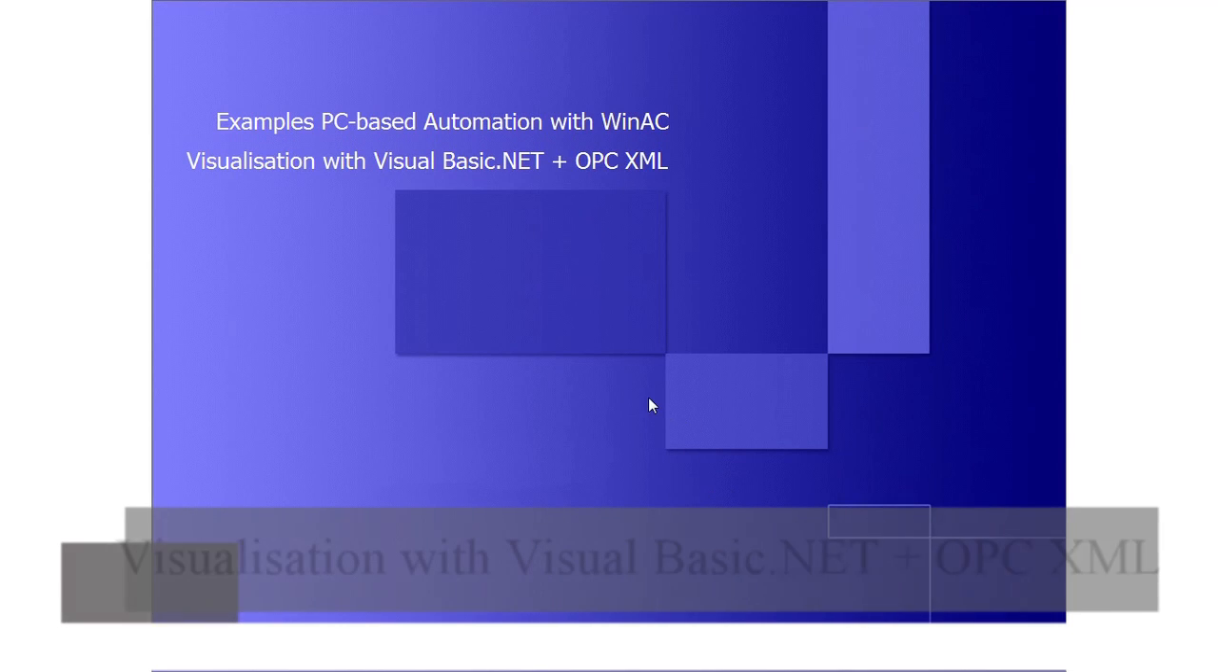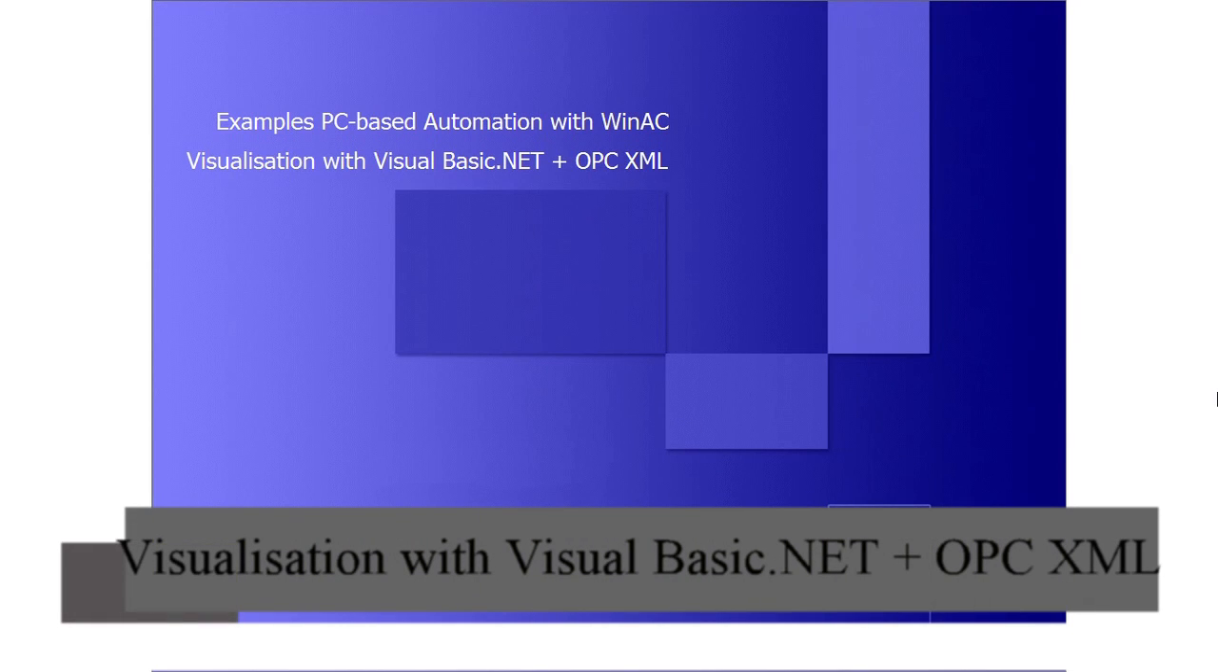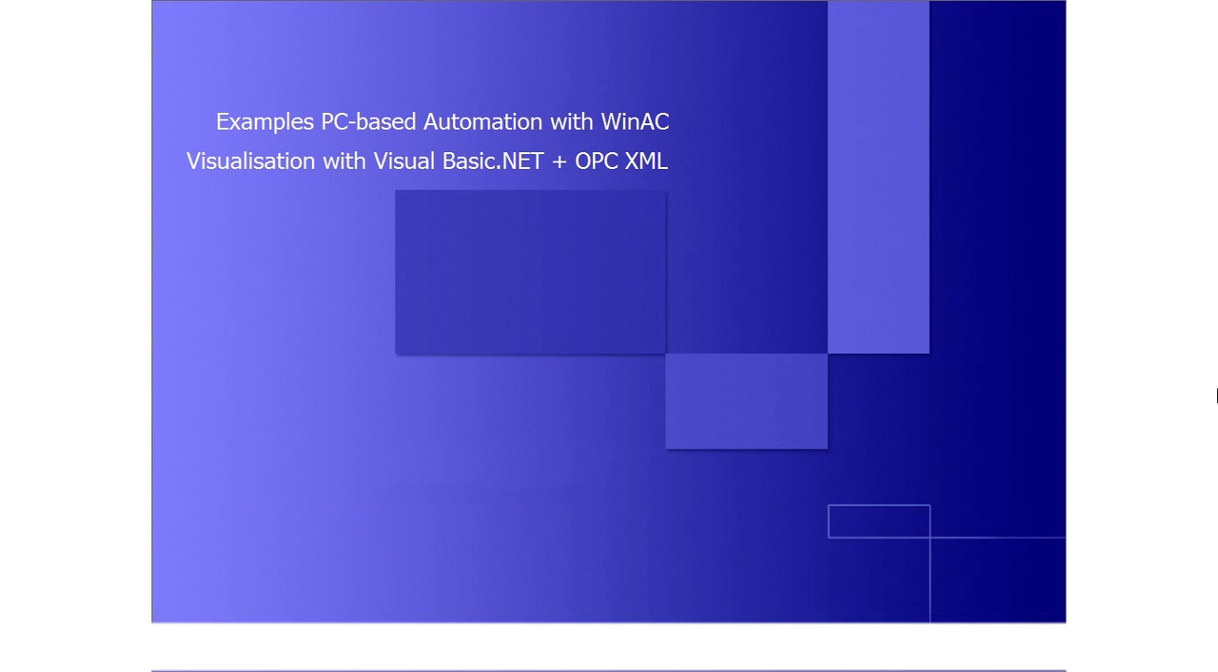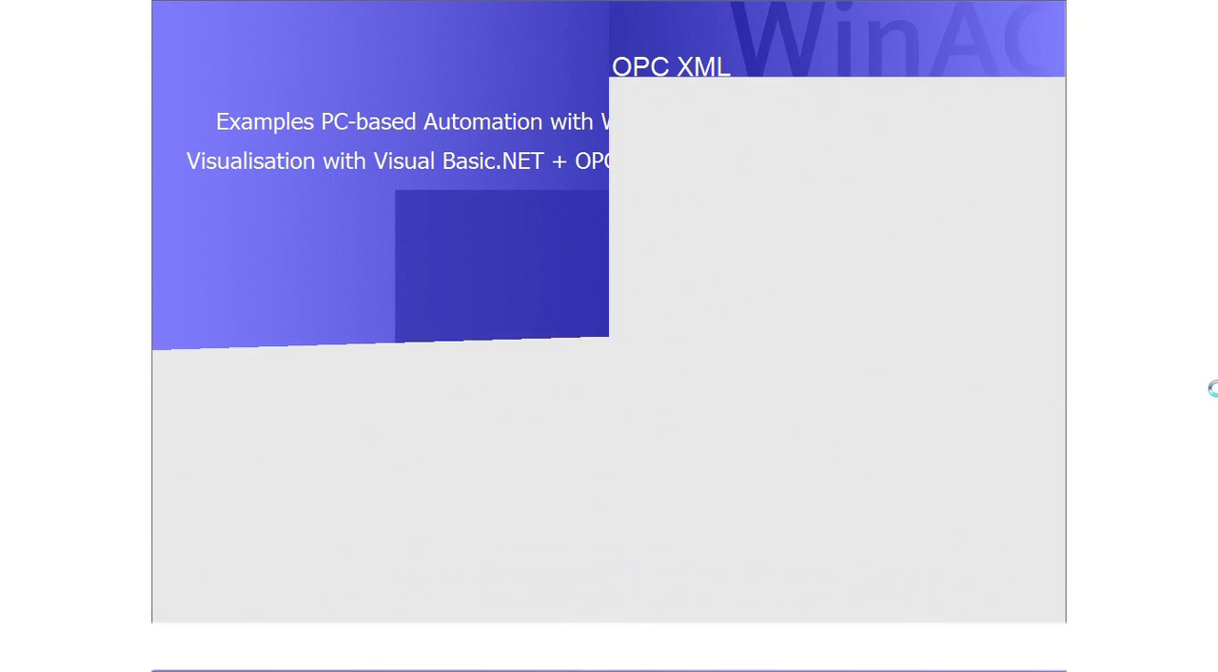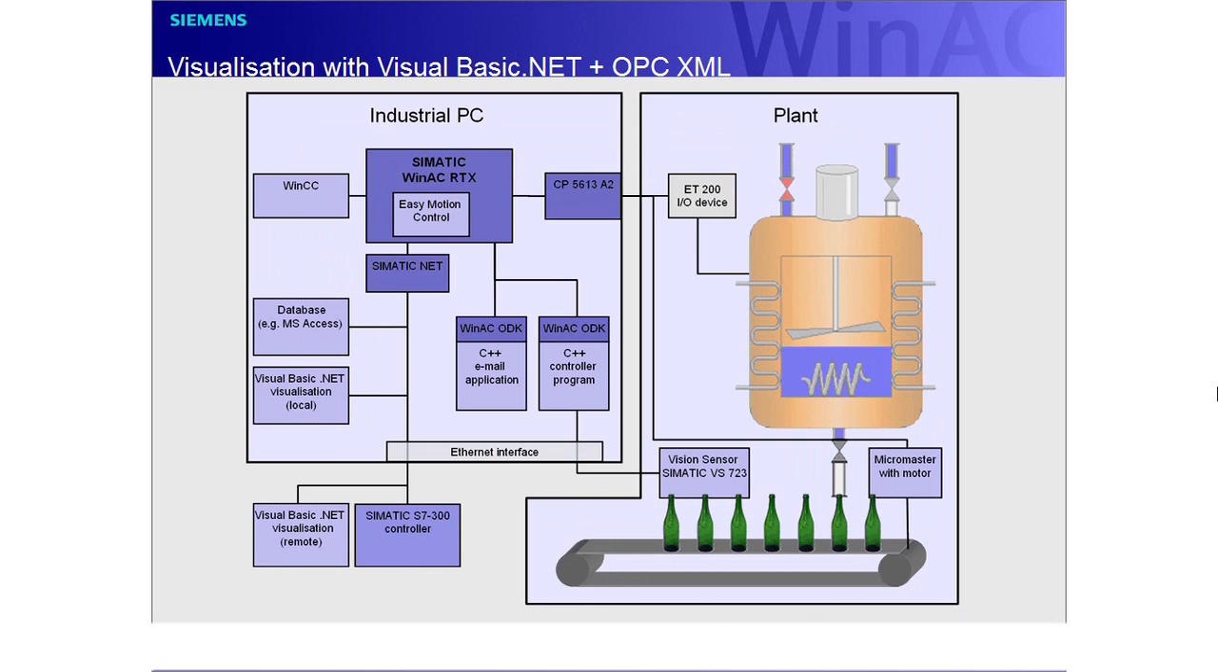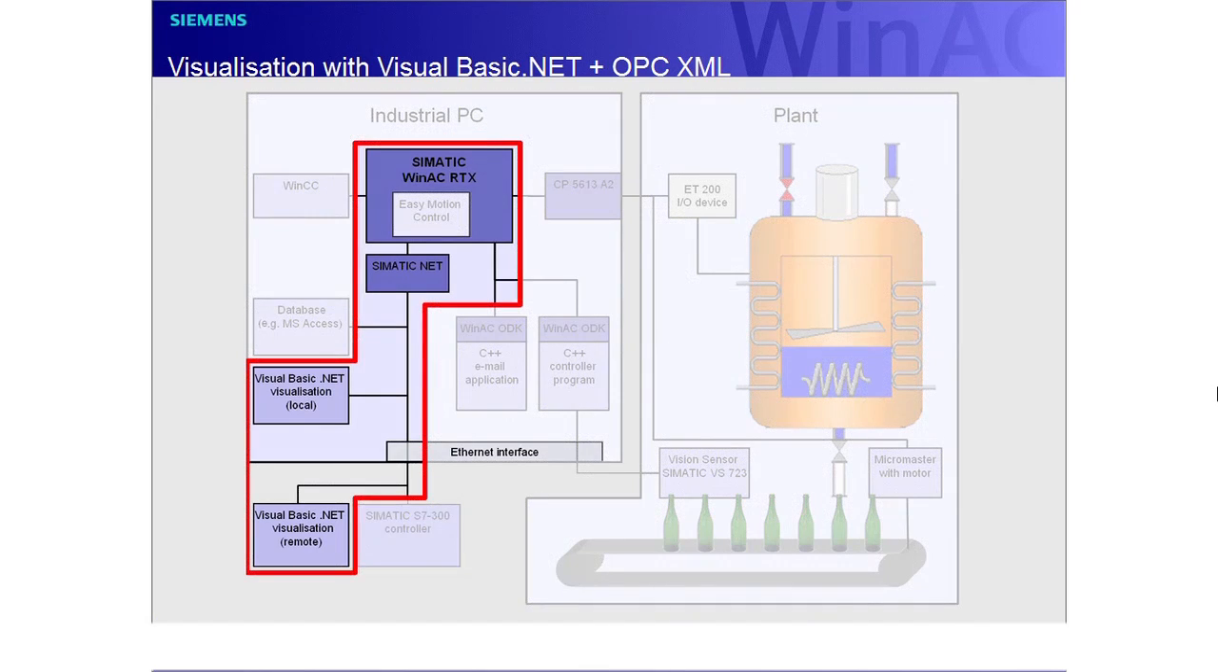Welcome to the examples on the topic of PC-based automation with WinAC. The example you see is called Visualisation with Visual Basic .NET and OPC XML. The example is based on a virtual mixing and bottling plant for soft drinks, which you see displayed in the schematic diagram. We now focus on the area inside the red frame.